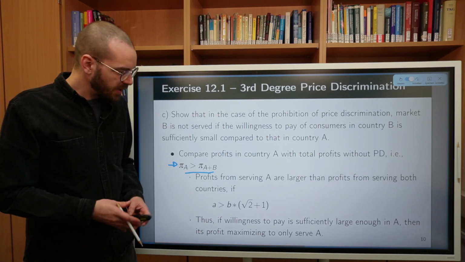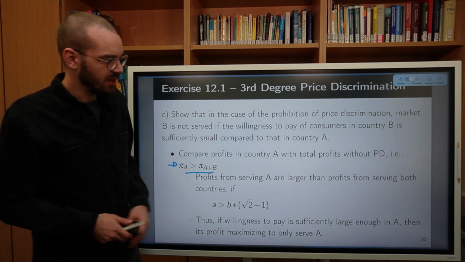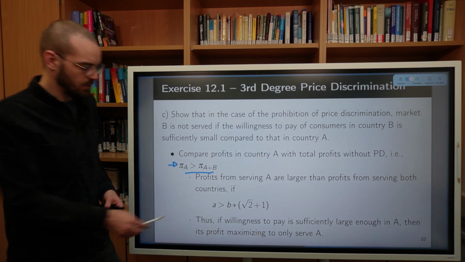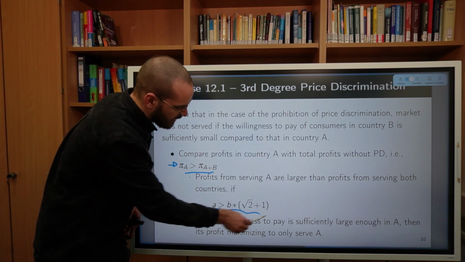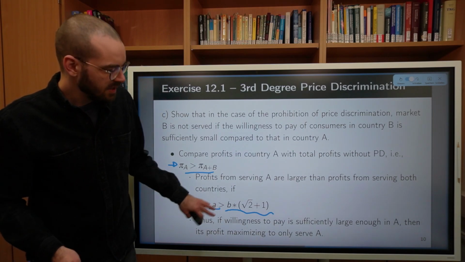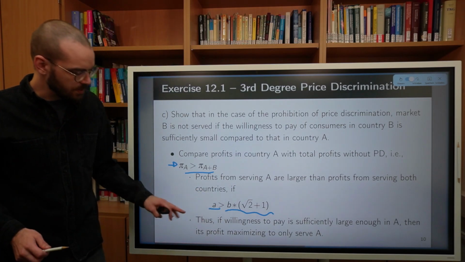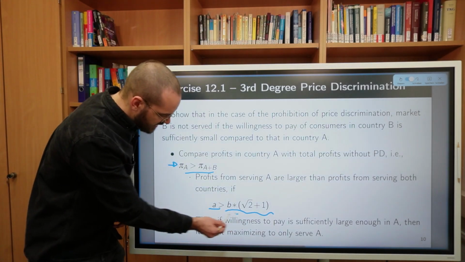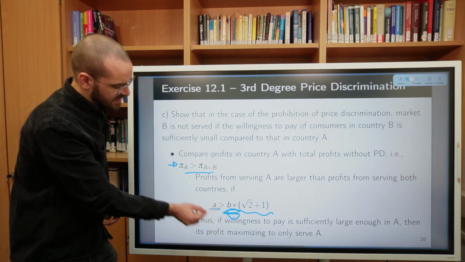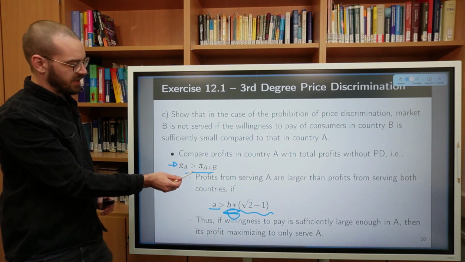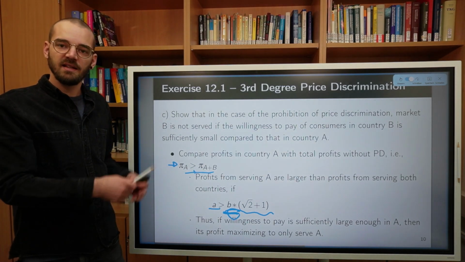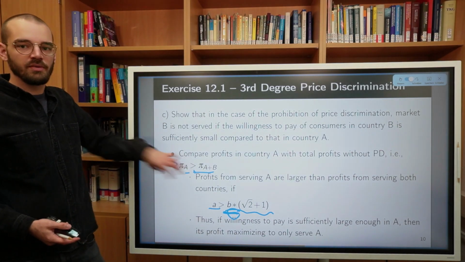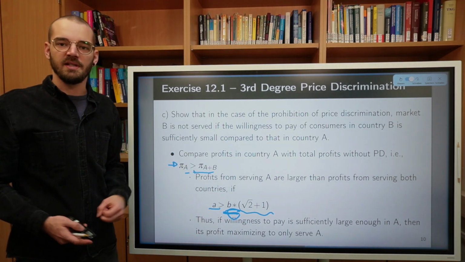So, if the willingness to pay is sufficiently large in country A, namely if the maximum willingness to pay A is bigger than this expression on the right hand side of the inequality, then it's profit maximizing to only serve A. If this inequality down here is satisfied, then this inequality up here is satisfied, which implies that in this scenario it is profit maximizing for the monopolist to only serve market A and not both markets in combination.